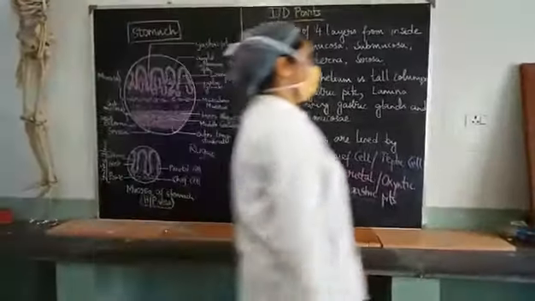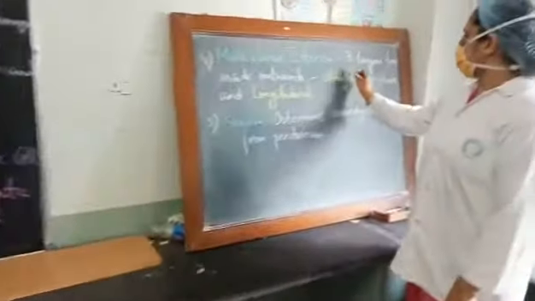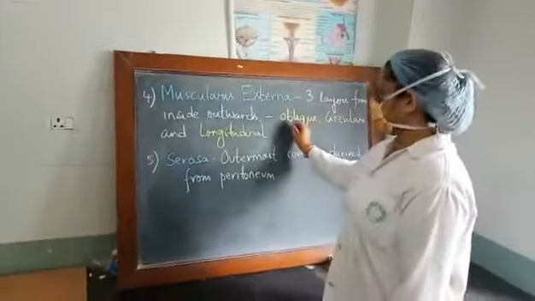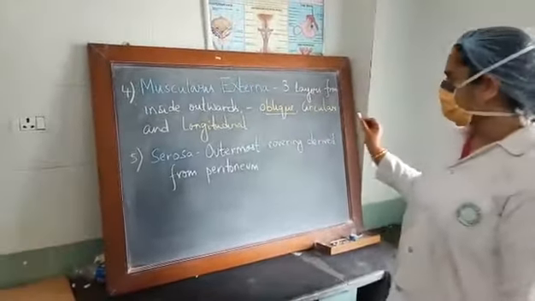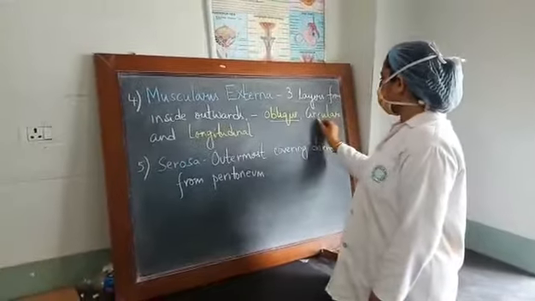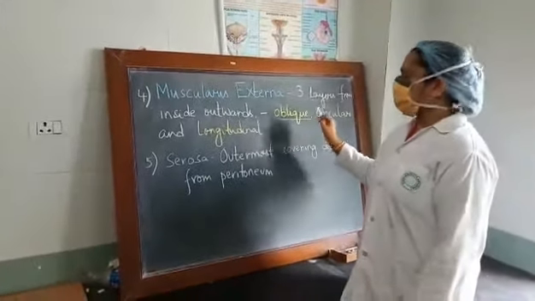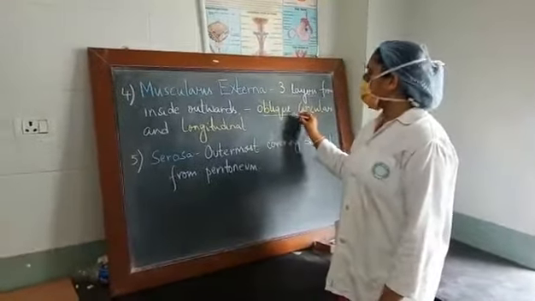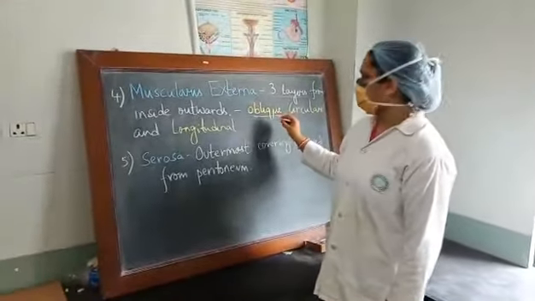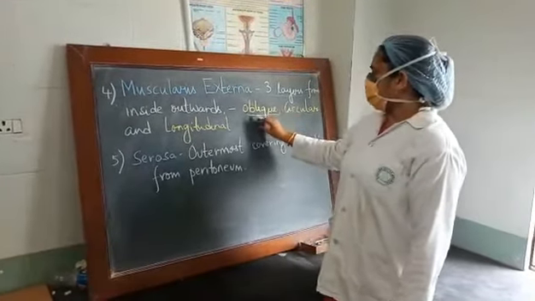Now come to point number 4, that is the muscularis externa. Here you will see there are 3 layers instead of 2. The innermost is the oblique layer, this is a very important speciality of the stomach. Then there is the middle circular layer and the outer longitudinal layer. The innermost oblique layer mostly helps in mixing of the food with the gastric contents, chyme. So that is the function of the oblique layer.